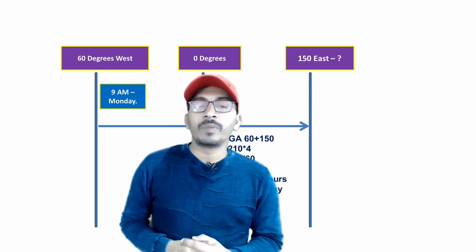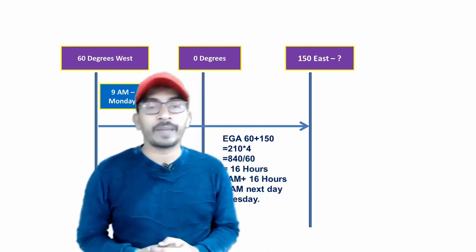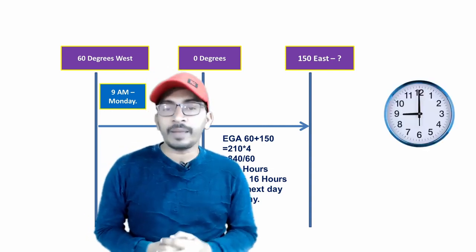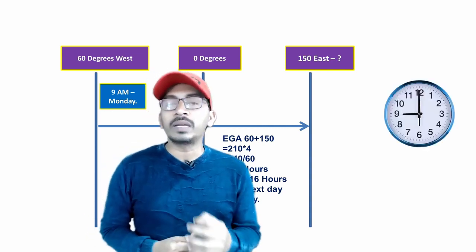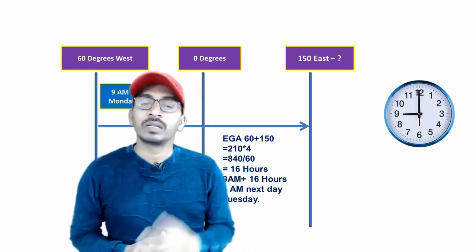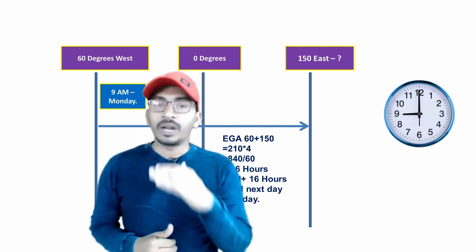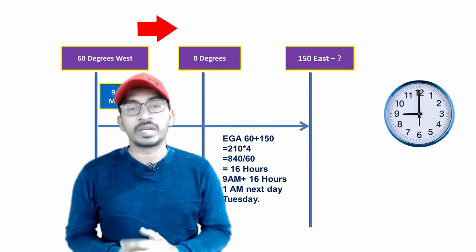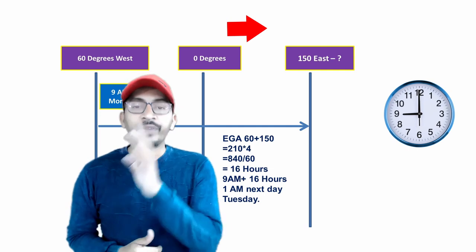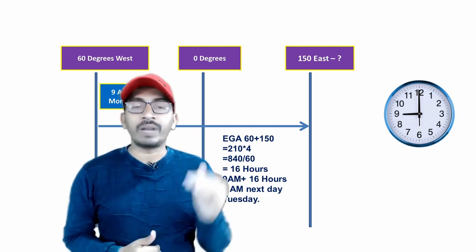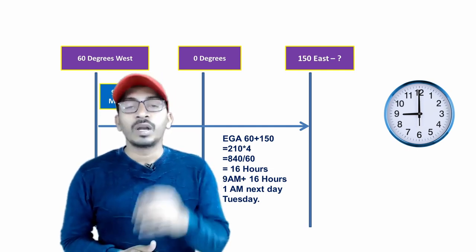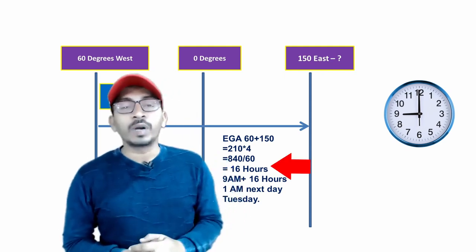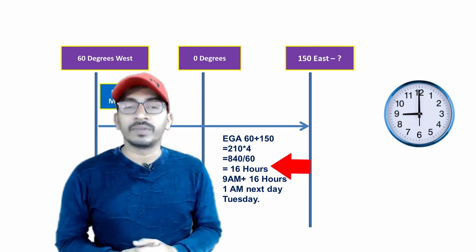Let's consider some problems related to longitude based calculation of time. The time at 60 degrees west longitude is given, that is 9 a.m. on Monday. We have to calculate the time at 150 degrees east longitude. The direction of travel is towards east. How many degrees of travel? 60 to 0, 60 degrees. 0 to 150 degrees east, total 210 degrees of travel. The traveling is towards east. 210 into 4, 840 minutes. When we convert 840 minutes into hours, it is 14 hours.